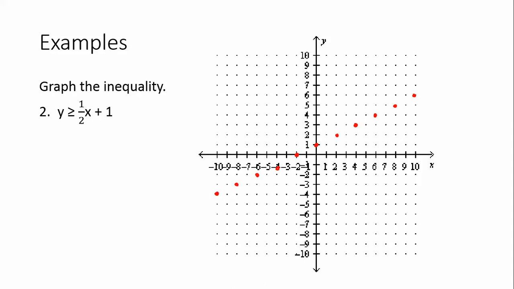Now we have to determine if it's a solid or dotted line, and you can see that the inequality has the line underneath it. That means it is solid. This dot should probably be up a little higher. There we go.